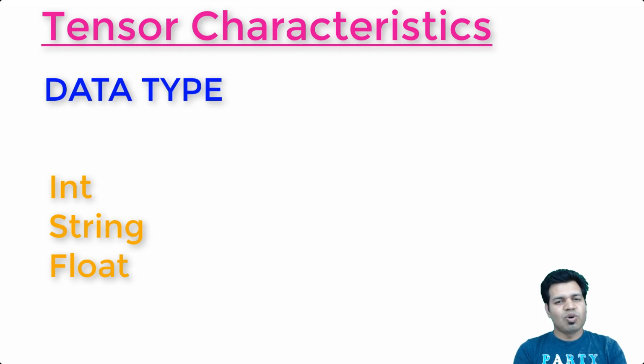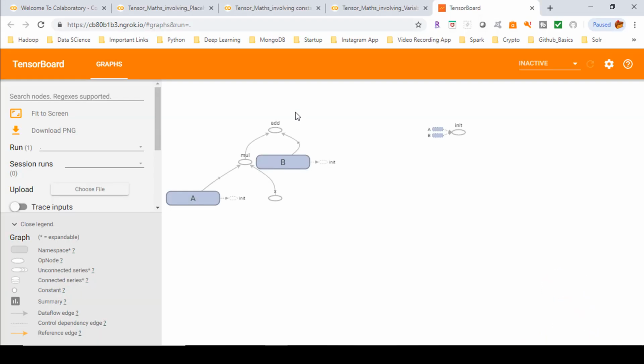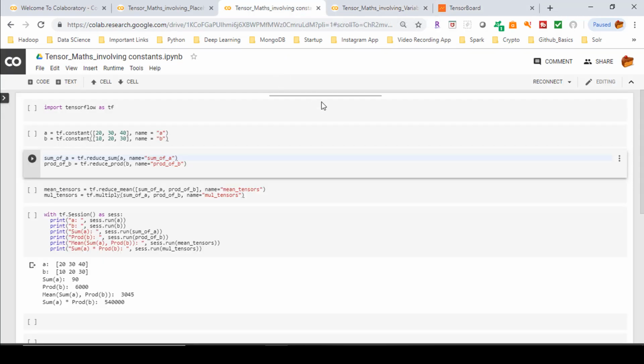Okay, so let's go ahead and write some code. In fact, I have already written some code and I'm going to explain that code to you. I did it so that we can save some time. So let's move on. Let me open my Google Colab notebook real quick. I'm going to explain some tensor maths involving constants, tensors in terms of constants.